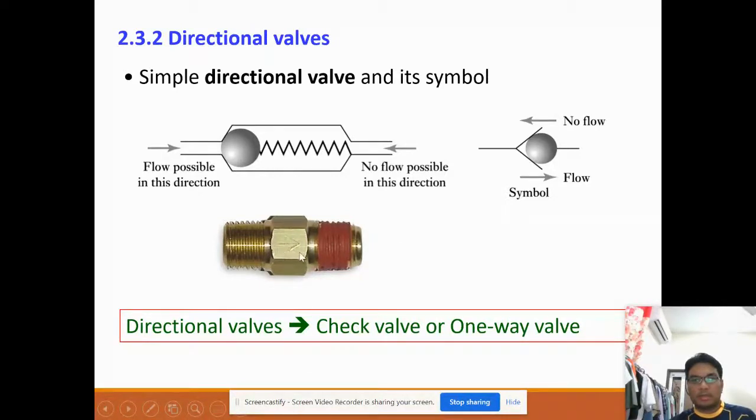You can see the arrow direction when you have this valve. Make sure you mount it in the correct direction so that the flow can move. There is no flow possible in the other direction, because the spring always forces the ball to this end, so there is no way the flow can go through this hole. This is the symbol of the flow going here, and this is non-flow. So this directional valve is a check valve, a one-way valve only.